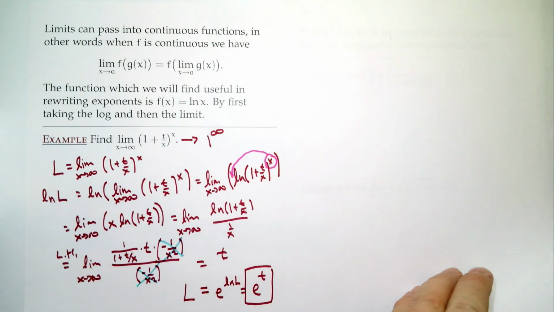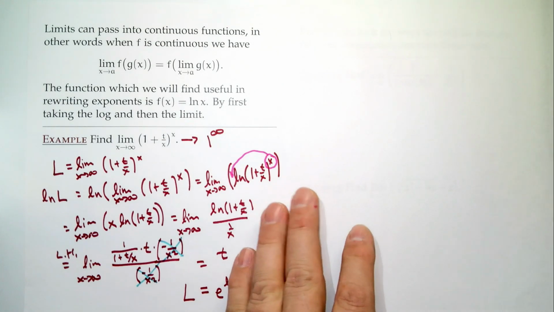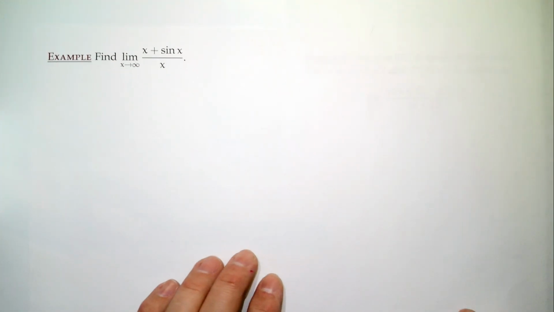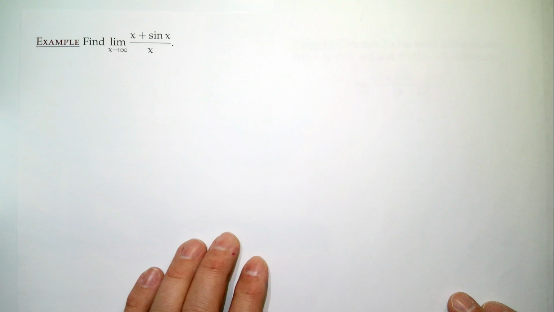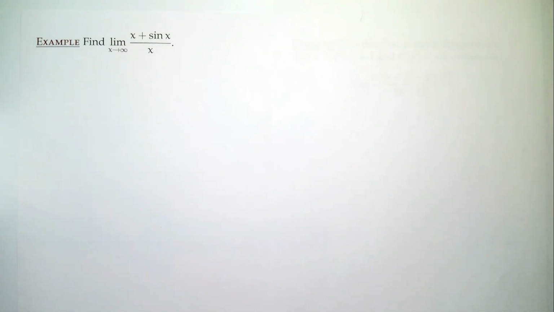All right. Let's see. I'm going to jump around a little bit here, because I think there are some good examples here. Find the limit, as x goes to infinity, of (x plus sine x) over x. Well, what does the top go to?